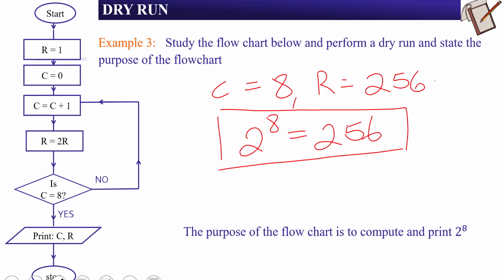So for the dry run, let's stop here, and in the next video, we're going to look at how we can construct flowcharts.